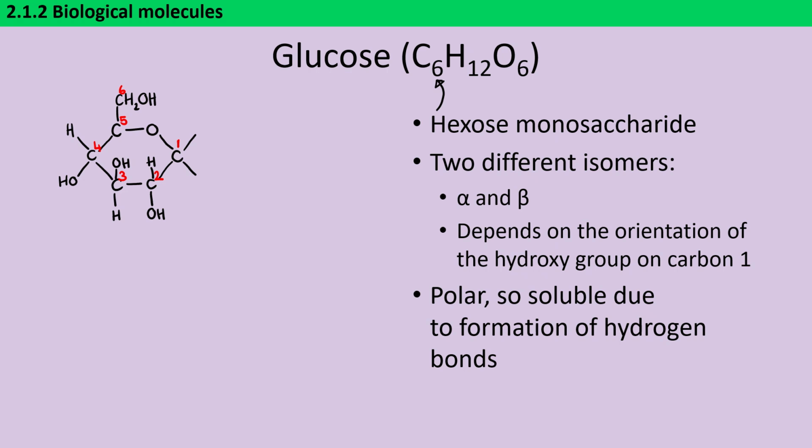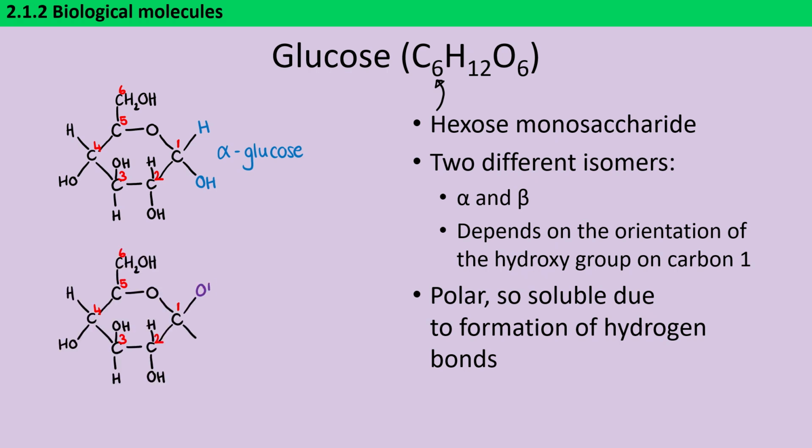Now you can see here that on the right hand side I haven't actually finished off the molecule. I've got 2 bonds coming off carbon 1 that currently don't have any atoms on them. So in alpha glucose you have a hydrogen at the top and a hydroxy group at the bottom, whereas in beta glucose those 2 are reversed. It's also important that you know that glucose is polar, and this means that it's going to be soluble due to the formation of hydrogen bonds between all of these hydroxy groups and also the water molecules.